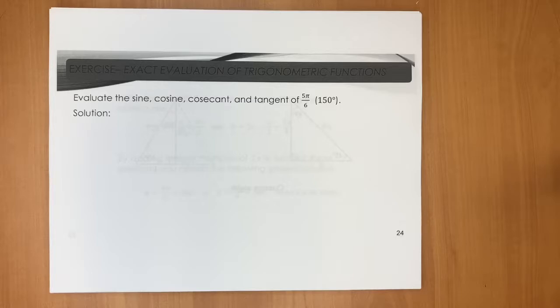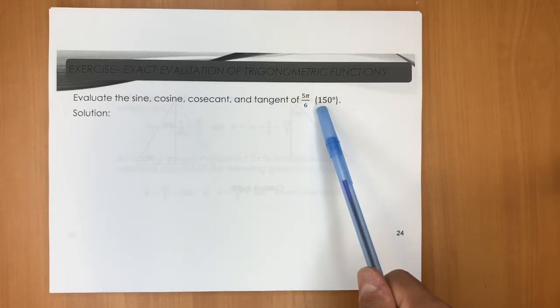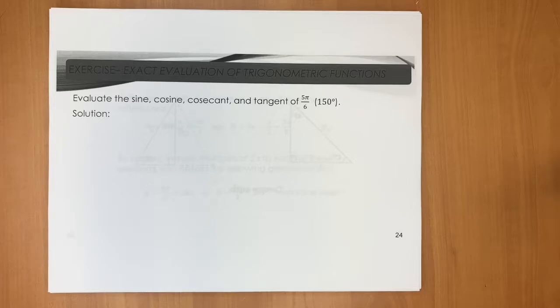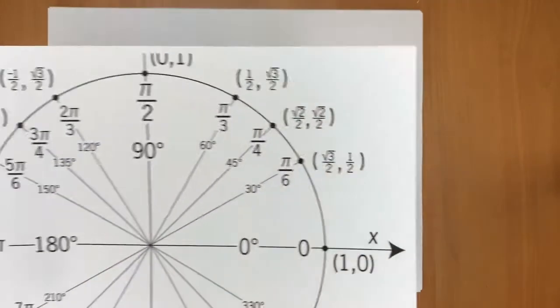In this video, I'm going to go over an example where we're given an angle, either in radians or degrees, and we're going to find the corresponding four trig function values at that angle. Here the angle is 150 degrees, and in radians it corresponds to 5 pi over 6.